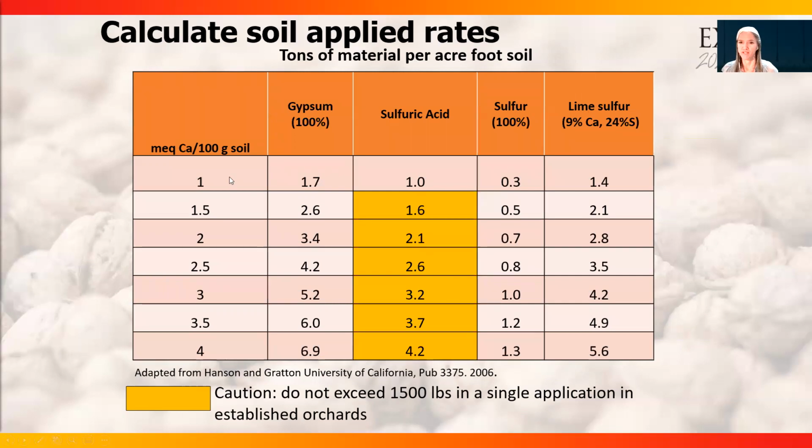So these are some example rates. Still, you're trying to increase the milliequivalents of calcium per 100 grams of soil within the calculation. And so these are some of the standard rates you might see. This is shown to designate caution with the use of sulfuric acid. We don't recommend that you apply more than 1 to 1.5 tons of material per acre foot of soil, as a high level of acid can be detrimental to the trees. It can actually burn the tree roots.